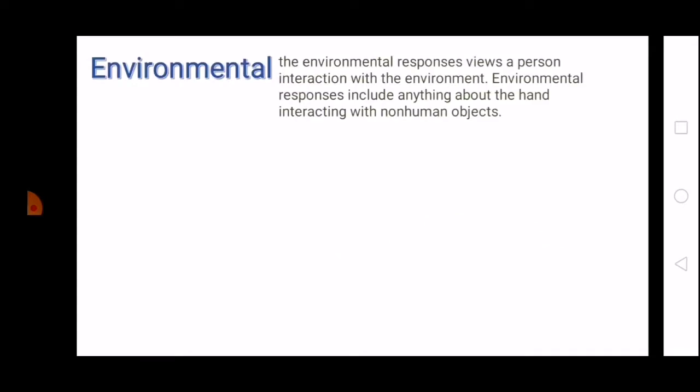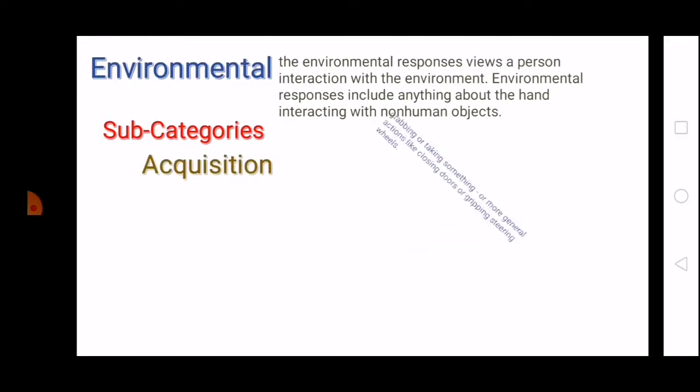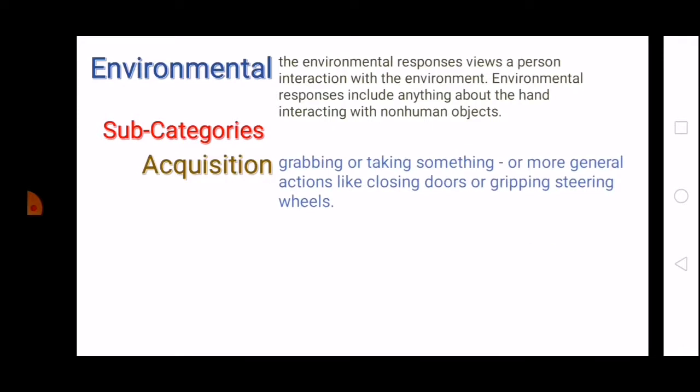So the next domain is environmental. In interpersonal, the description of the hand is connected to people, but in environmental, the responses of the responder or client are connected to non-human objects. So for example, these are the subcategories. Acquisition: grabbing or taking something, or more general actions like closing doors or gripping steering wheels.